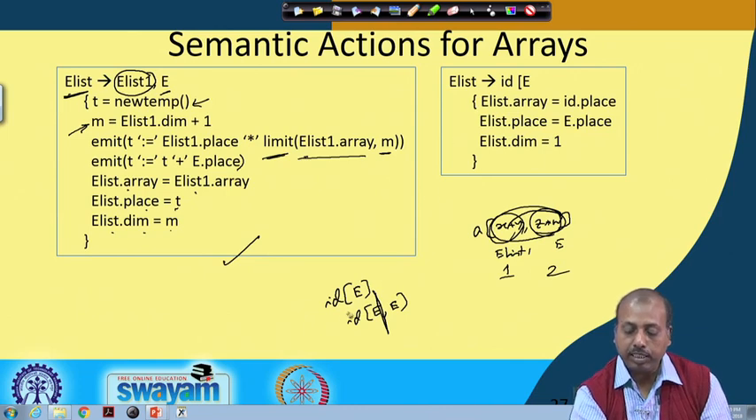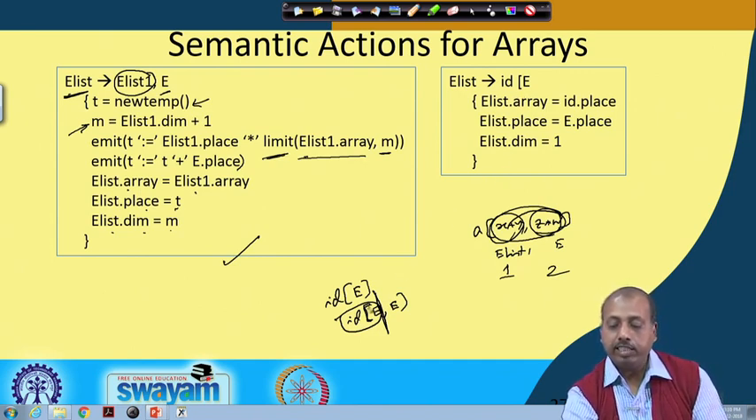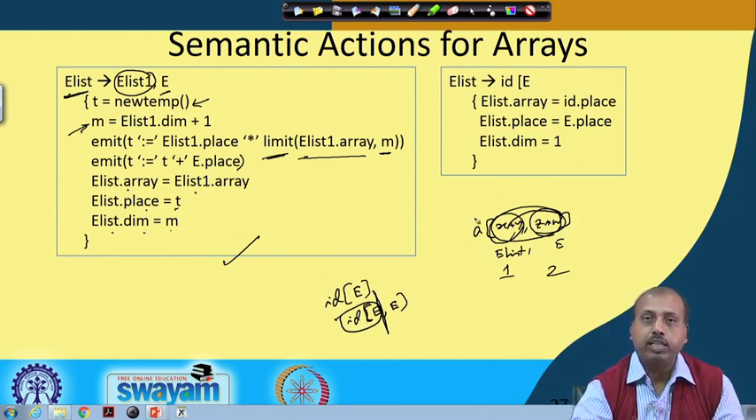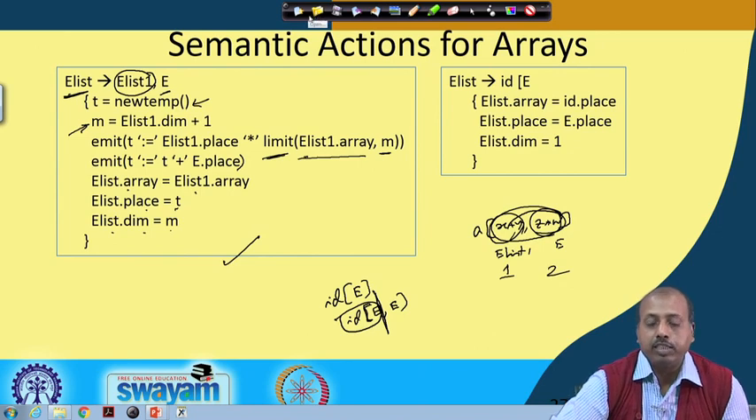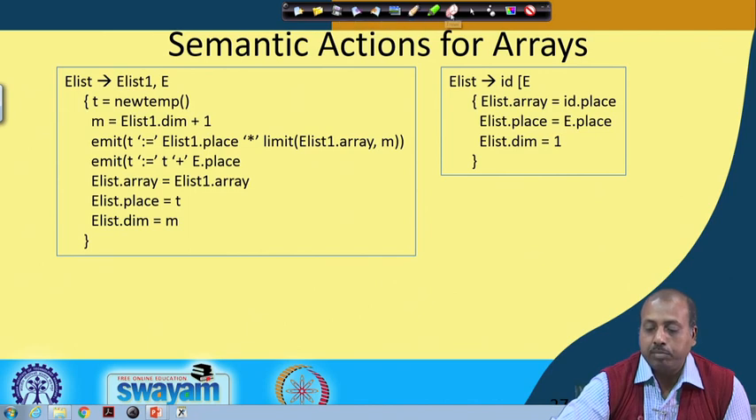So, this Elist producing id open square bracket E. In that case, Elist.array is equal to id.place, Elist.place equal to E.place, and Elist.dimension equal to 1. So, that is the first dimension. This way I can have this semantic action for the arrays. It is a bit cumbersome, but once you get habituated to this, you will understand that it is very simple, and the translation can be done very efficiently.